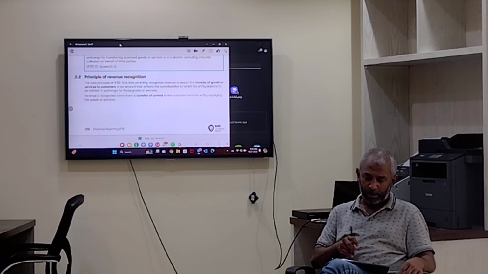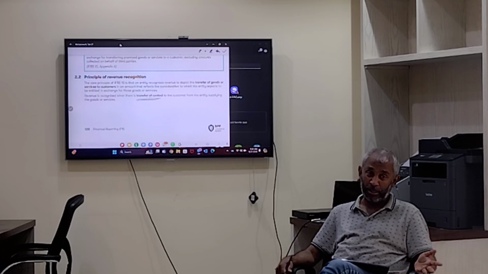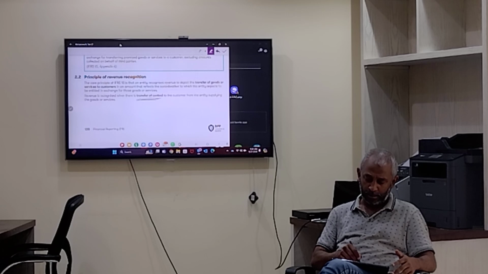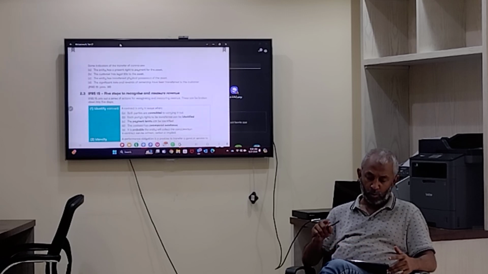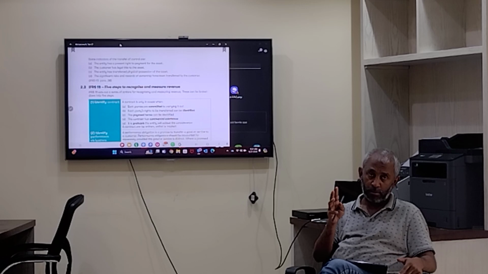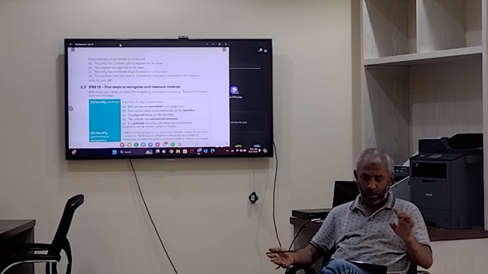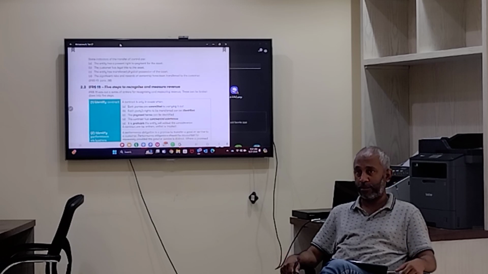As I told you, you see the main criteria here: transfer of control. Before it was risk and rewards. So that is the main criteria. Now we need to confirm how I know whether I have control, or whether I have transferred the control or not. The following are certain indicators. The entity has a present right to payment for the asset.